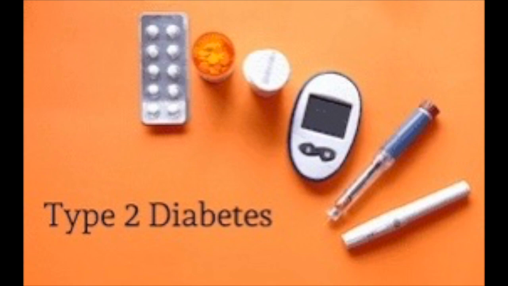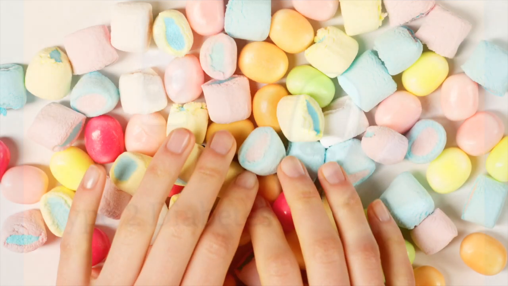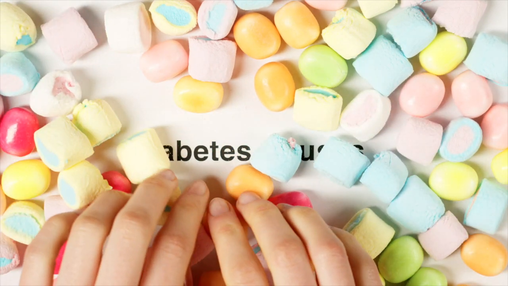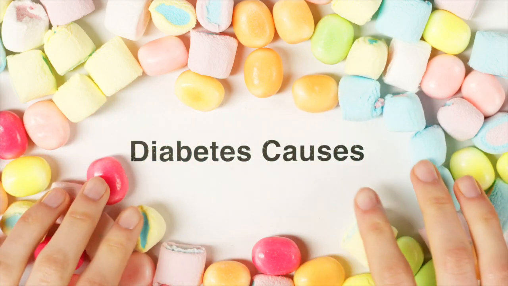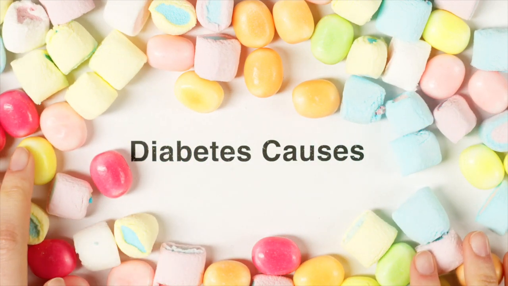Type 2 diabetes is a chronic condition that develops over time and results from a combination of genetic, lifestyle, and environmental factors. There are several risk factors that can increase the likelihood of developing type 2 diabetes. 1. Genetics. A family history of type 2 diabetes can increase the risk of developing the condition. 2. Obesity. Being overweight or obese is a significant risk factor for type 2 diabetes.